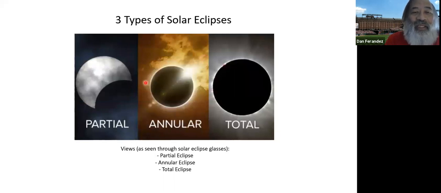There are actually three kinds of eclipses. You have the partial eclipse. This is what we would have seen through the eclipse glasses in 2017, which I'm going to talk about shortly. Over in our region, we would have seen a partial eclipse. A little bit further south, this is where you get the total eclipse.